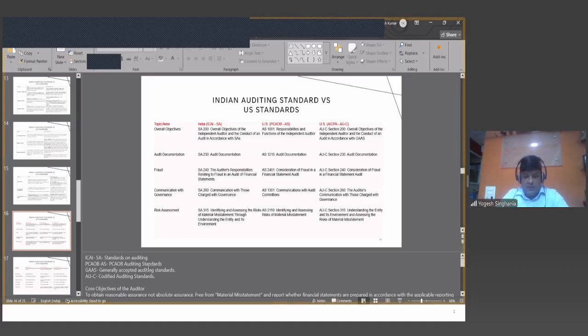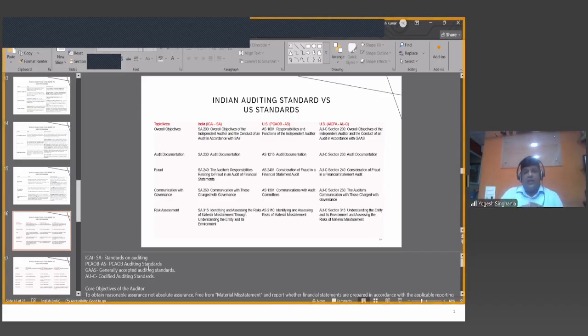Communication with governance: in public listed companies, we also have an audit committee in India. Similarly, we have an audit committee in the US. Those who are charged with governance, we discuss with them at the time of accepting the engagement, and communicate any significant deficiency or even material weakness to those charged with governance. If any fraud is identified, we are supposed to discuss it with them. Any limitation on the scope, we are supposed to communicate to those charged with governance.